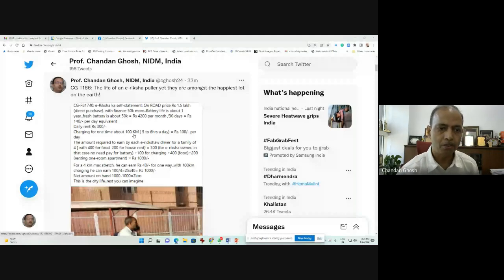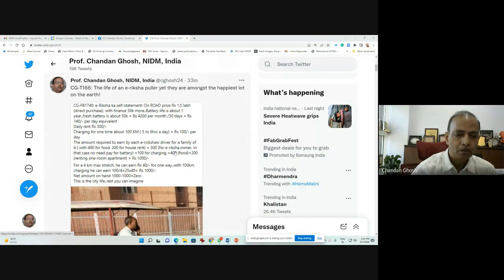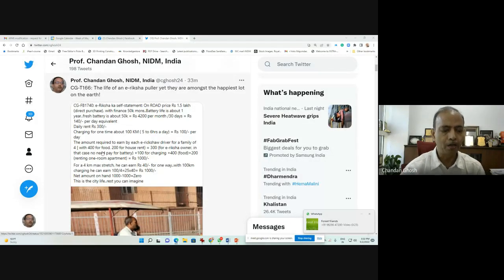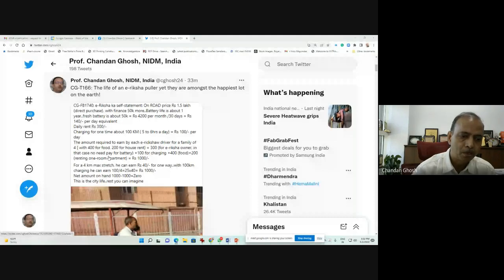And like I said, the life of an e-rickshaw puller, yet they are amongst the happiest lot on the earth. So the kind of comment behind that, you can see the amount required to earn by each e-rickshaw driver or puller, whatever you can say, driver we should say, not the puller, for a family of 4, like in Delhi, minimum you need 100 rupees. Of course, you may say that people are now getting free ration, but what percentage of the people? Let us take a rough estimate, 400 rupees for 4 persons in a standard family. So 400.